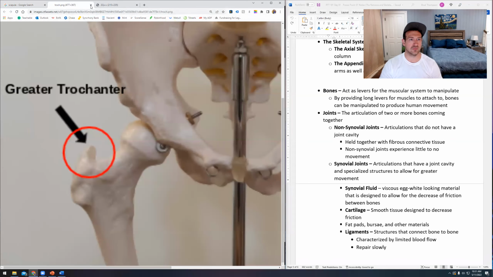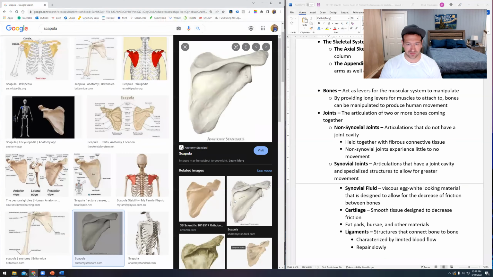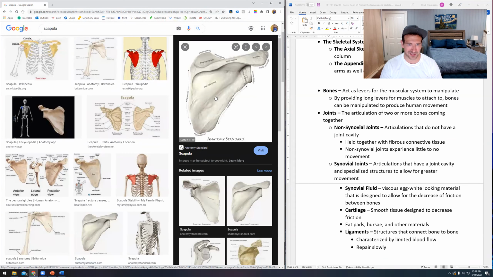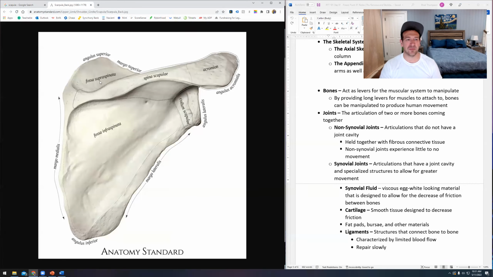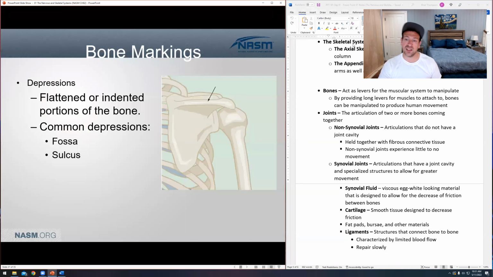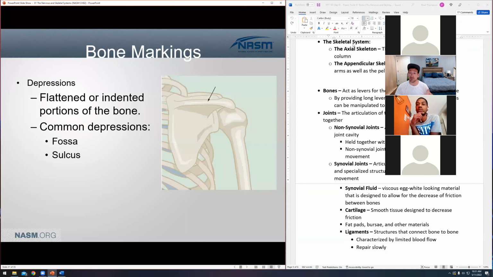You can see this big indentation, right? It's like a valley, and a muscle called your supraspinatus lives up there, in that little valley. So lots of fun, interesting shapes on your bones. Really, the only thing you need to be concerned with are the major categories. You've got projections, those are called processes, and you've got indentations, those are called depressions.